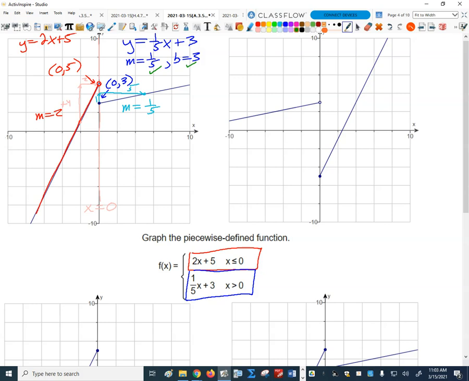So is that the right one then? Is that the right graph? Yes or no? Alara's shaking her head no. She's right. What's wrong with that one, Alara?